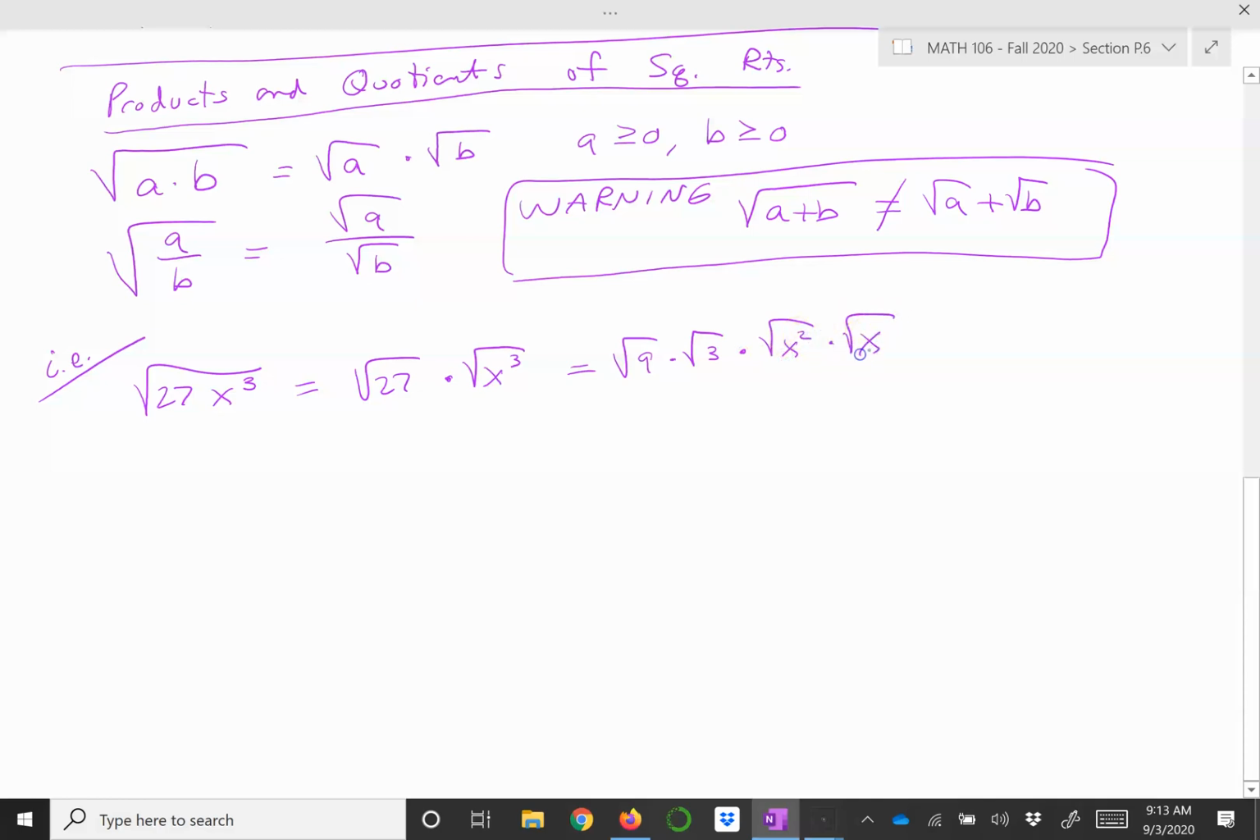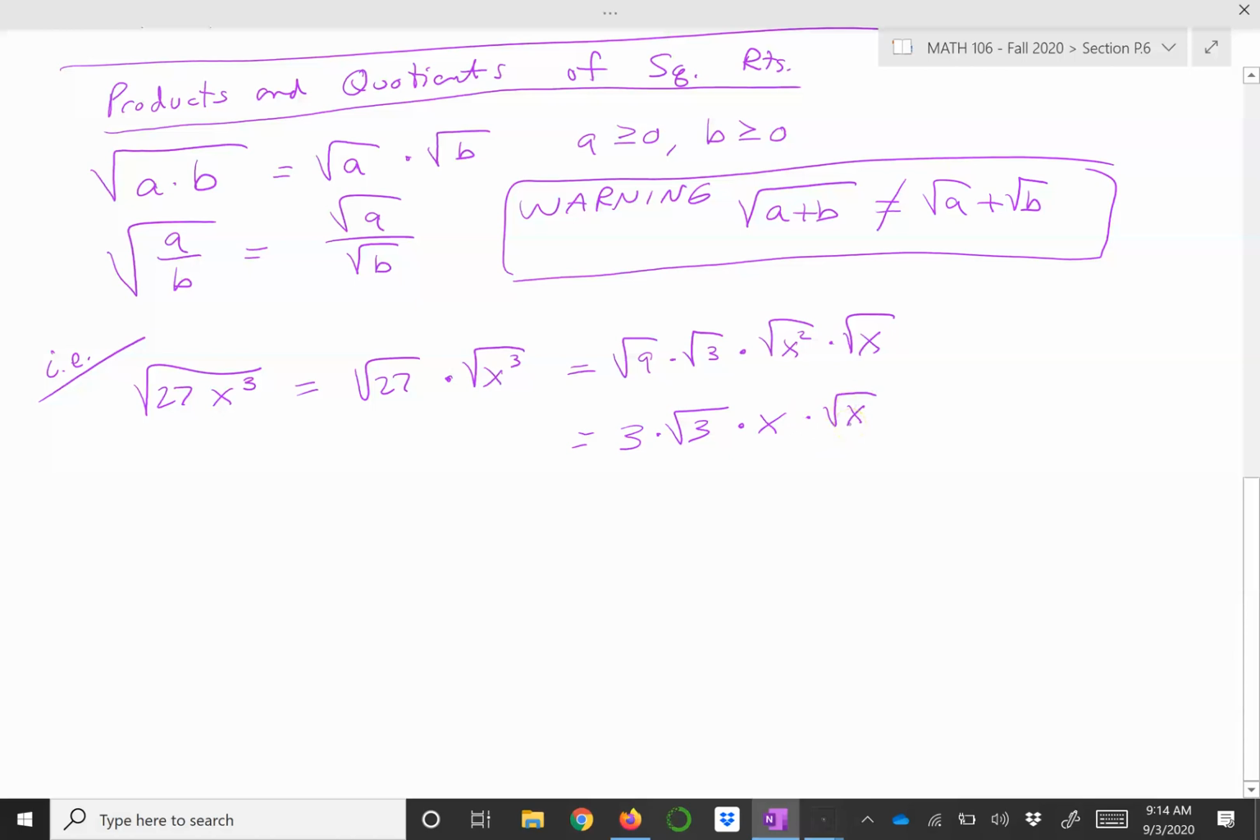Perfect, right? So when you see a square root with a bunch of stuff underneath it, you have to break it up. Now, this problem is probably pretty simple. We have the square root of 9, which is 3. And I'll leave it in this form for now. You can't take the square root of 3, so you leave that alone. The square root of x squared is just x, but then you can't do anything with just that square root of x at the end.